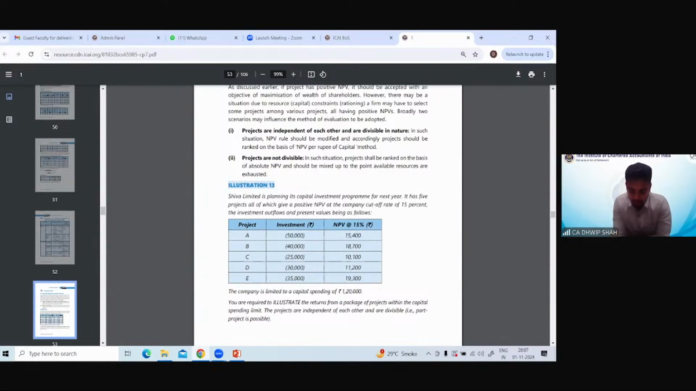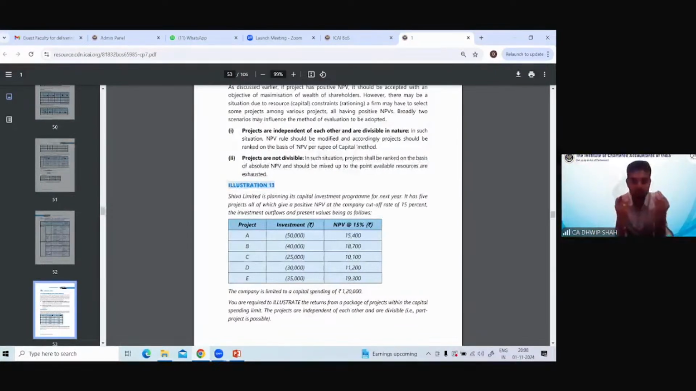Understood? The company is limited to a capital spending of 120. Ideally, all the projects are having positive NPV, correct? So ideally, all the projects A to E, every project should be selected. So can I say my investment would be 50 plus 40 plus 25 plus 30 plus 35? Yes or no? 90, 110, 140, 170, 180. 180 would be the investment ideally to invest in all the projects. But my restriction of funds is up to how much? 1,20,000. So I cannot take entire projects. I have to ignore some and I have to take some. I have to give preference to some of the projects and I have to ignore some projects.